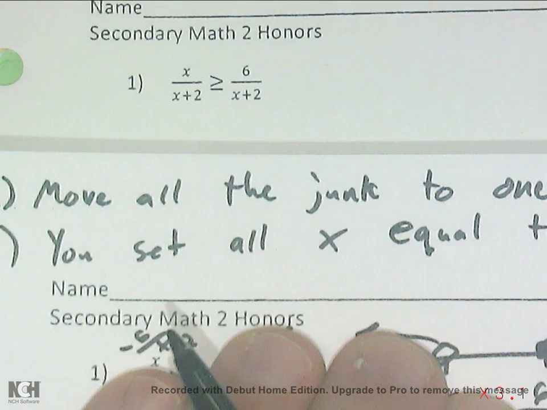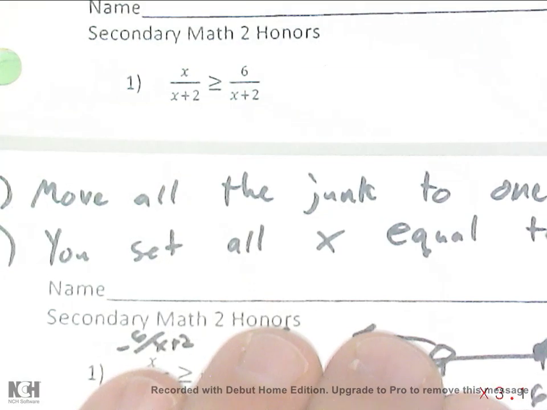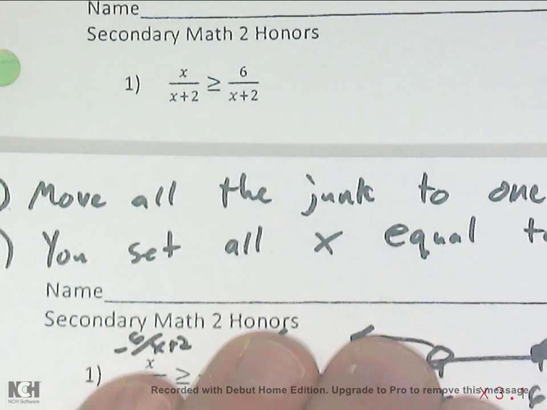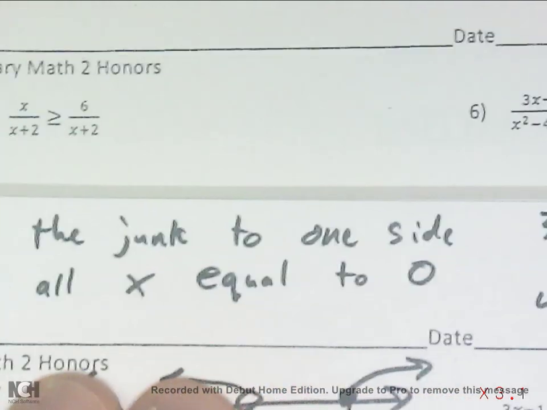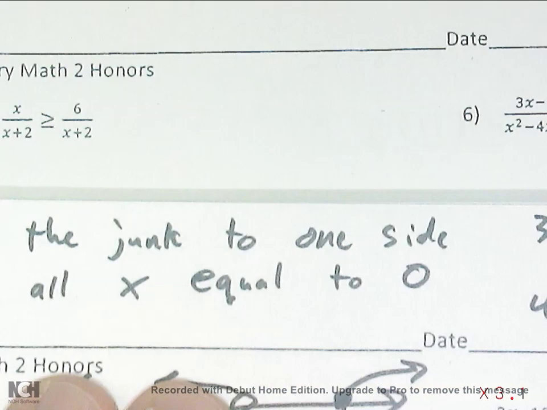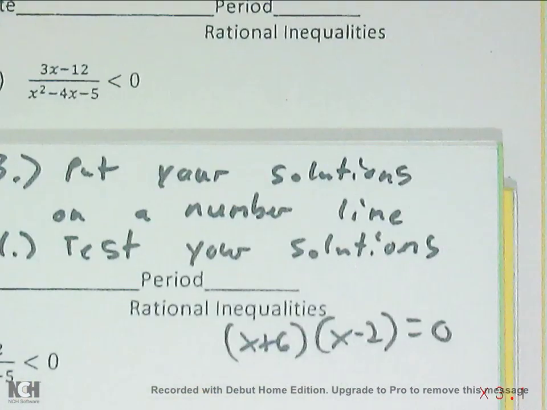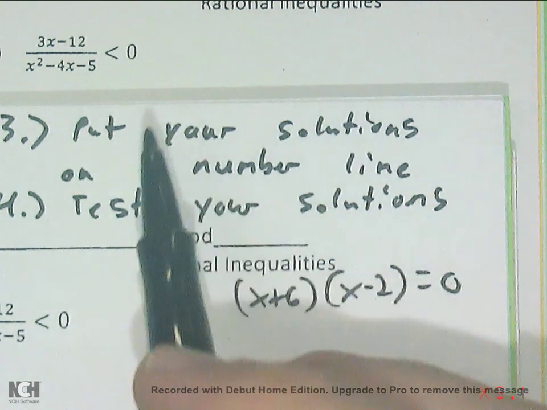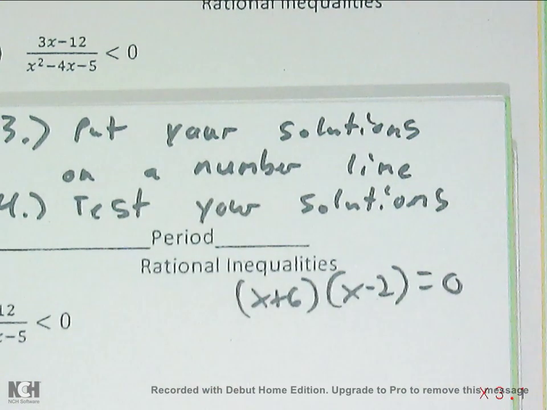Next thing you're going to do is combine all that stuff into one fraction, and then you set all of your x's basically to 0. So you want to find those x-intercepts, so you would set them equal to 0. Then, after you've done that, you solve those, and you put your solutions on a number line.